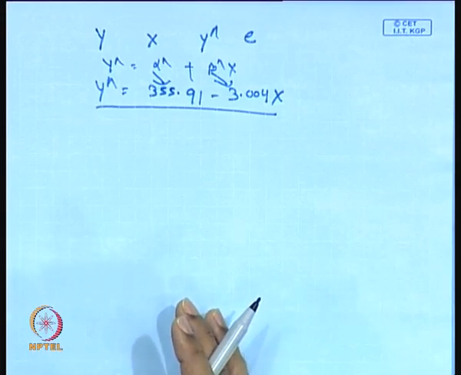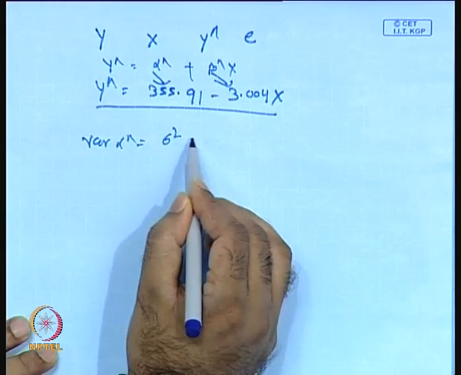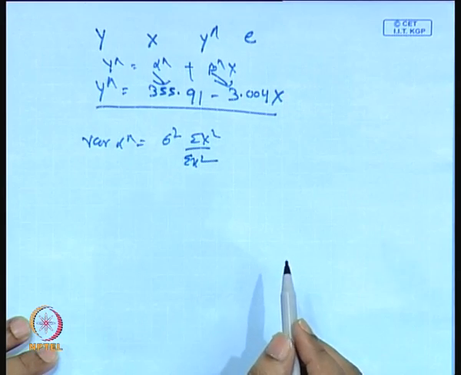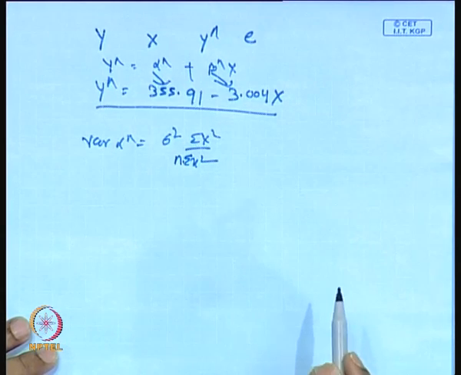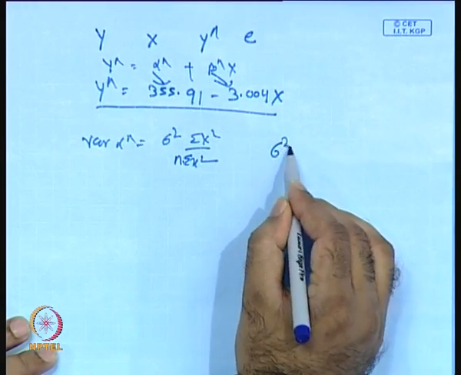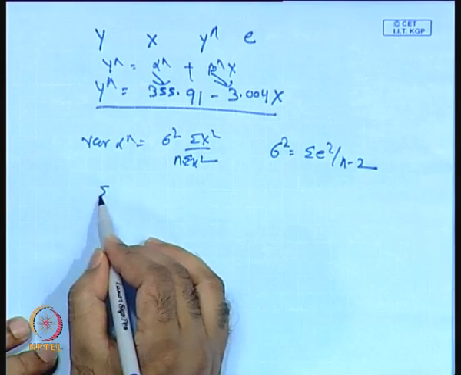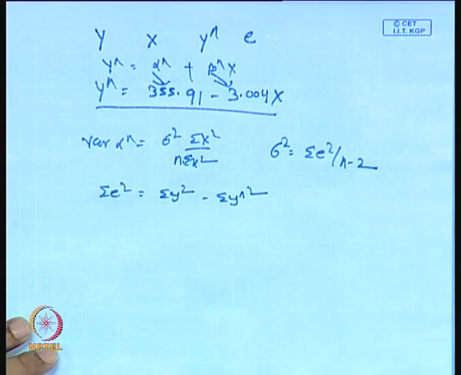For this we have to proceed further to calculate the variance of alpha hat and the variance of beta hat. Let me highlight here. The variance of alpha hat equals sigma square times summation x square by n summation x square. First you calculate sigma square, which is summation e square by n minus 2. Summation e square equals summation y square minus summation y hat square.